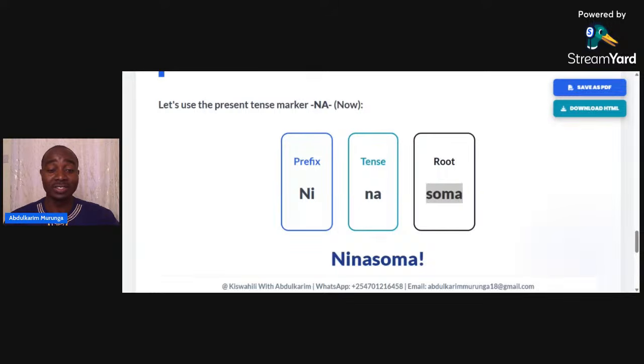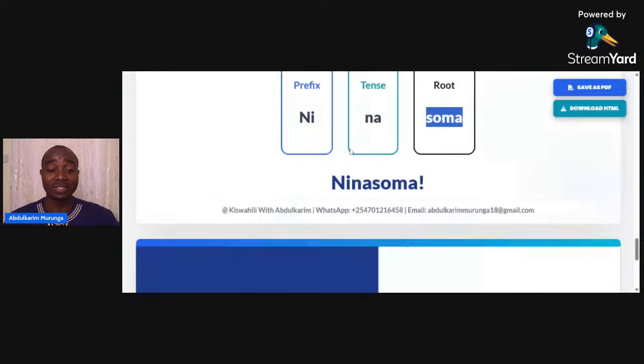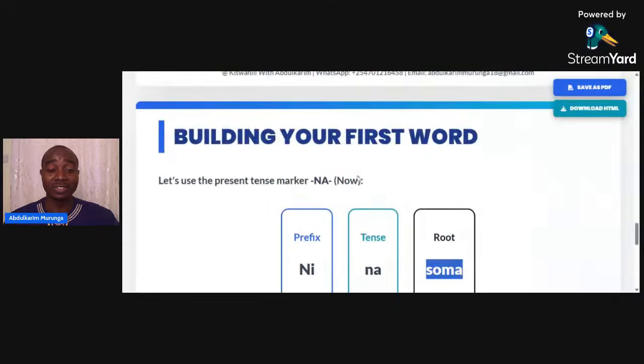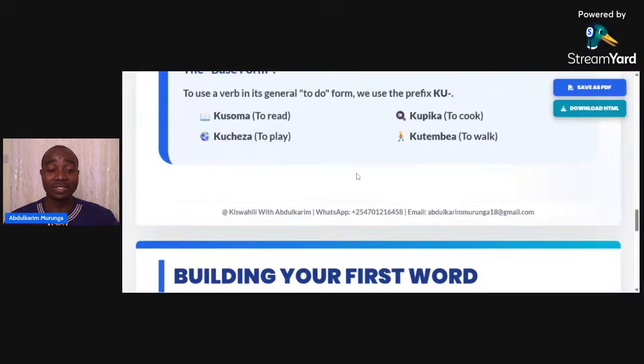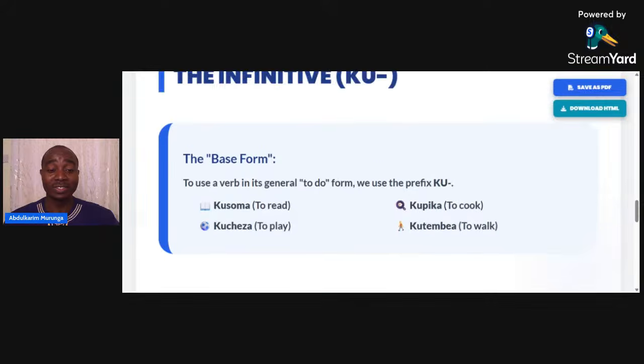So, I am reading, Nina soma. This is an introduction to the Swahili building blocks. Don't forget the verbs in the base form. They have ku: kucheza, kusoma, kupika. And when you're conjugating with any tense, any other tense, we do what? We remove that ku.